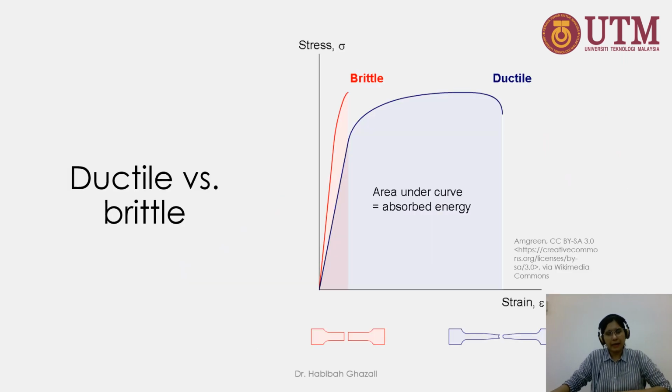So to compare the stress strain curve behavior of brittle materials and ductile materials, you can see that for brittle materials, there is no region where the material is going to be strain hardened. The plastic deformation of brittle materials is almost non-existent, and for ductile materials, it will undergo a large plastic deformation before it fails.